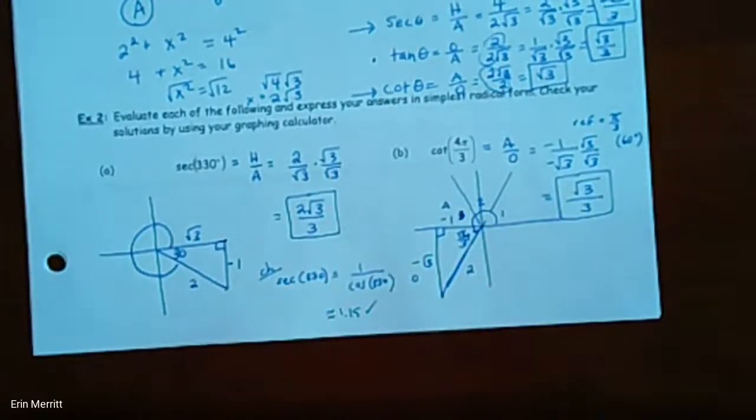And again, if you're going to check on the calculator, you have to type it in as 1 divided by the tangent of 4 pi over 3. And you have to make sure that you're in radian mode.